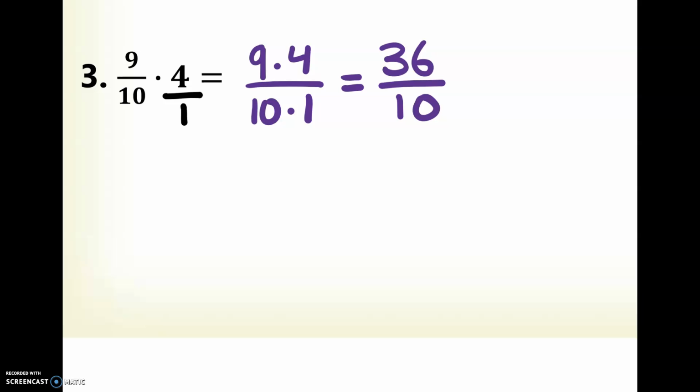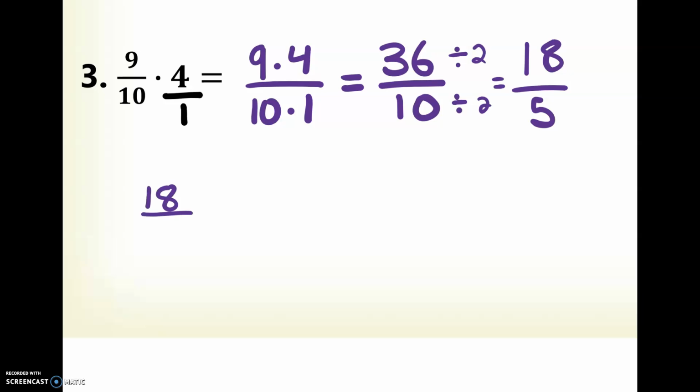Then we need to simplify. If we think through some common factors, I think 2 is going to go into both of those. So 36 divided by 2 gives me 18, and 10 divided by 2 is 5. Now, our last step would be writing this as a mixed number instead of an improper fraction. It's improper because the top number is bigger. In this case, this is the correct answer, we have simplified it, but we like to write them as proper fractions.